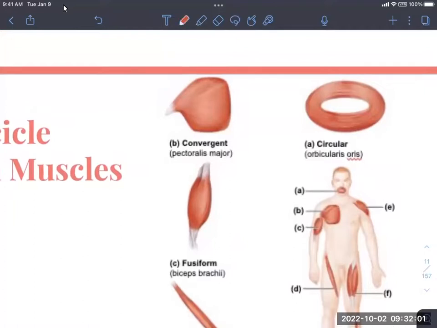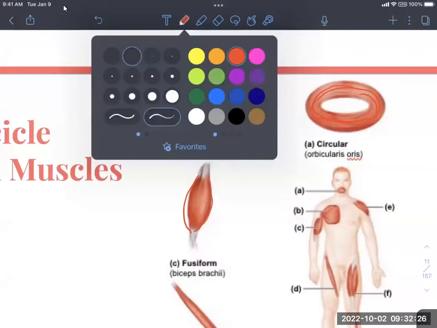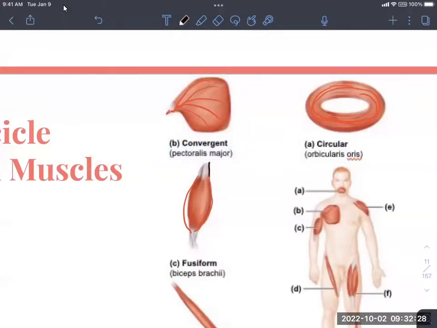Convergent. You can kind of see all of these muscle fibers in here converge together to one tendon. Circular. This is orbicularis oris, or your mouth. Fusiform. This is your biceps brachii. You can kind of notice in here, you've got 2 separate heads coming off, because biceps brachii has 2 origins.